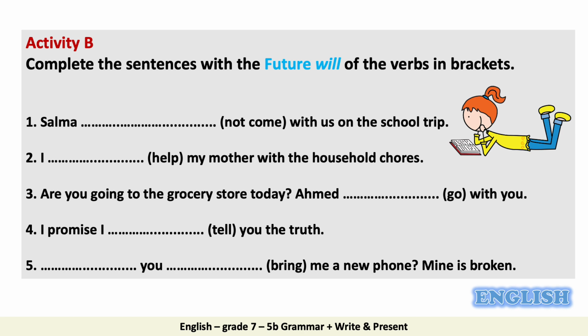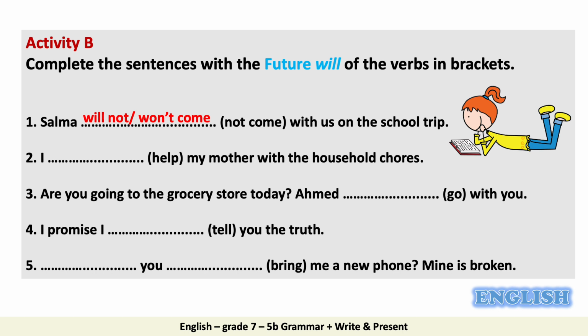Alright, let's check the answers together. In the first sentence, Selma not come with us on the school trip, we have to use the negative form of the future will. As we have learned, we form the negative using will not or its contraction won't followed by the base form of the main verb. So the sentence will be as follows: Selma will not or won't come with us on the school trip.